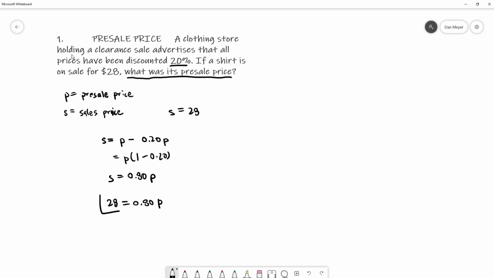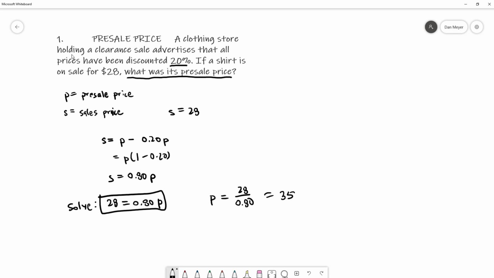And now I have a linear equation in P, and I can solve it. If I divide on both sides by 0.80, I get P is 28 divided by 0.80, which I believe should be 35. So 35 is the numerical answer to my boring math problem. Here my boring math problem is solve that linear equation, which was a pretty easy linear equation to solve. Anyways, the answer to my boring math problem is 35.